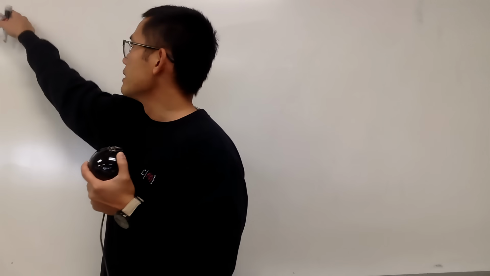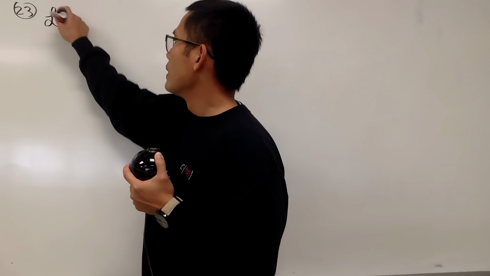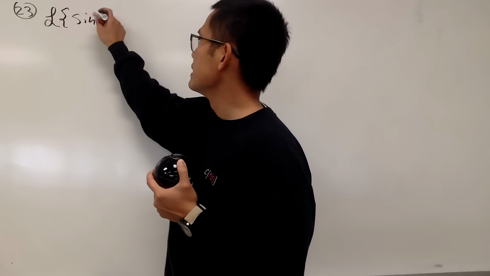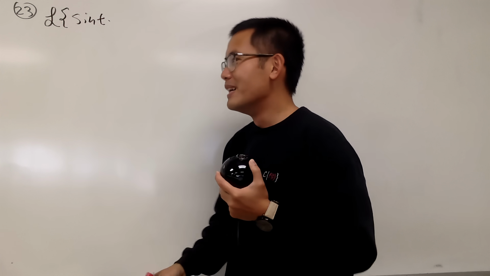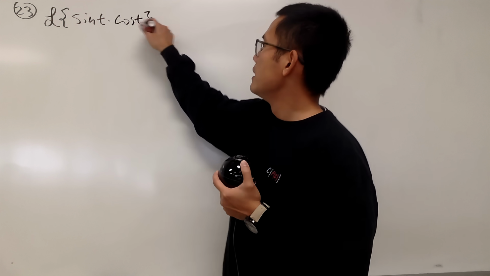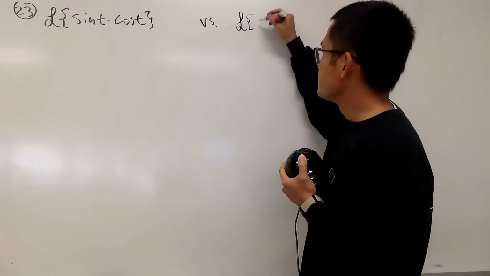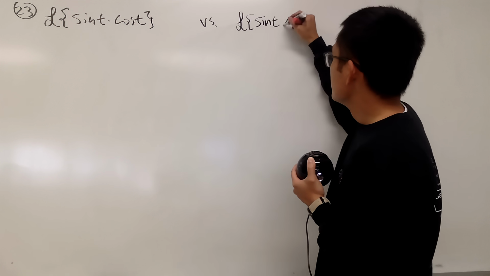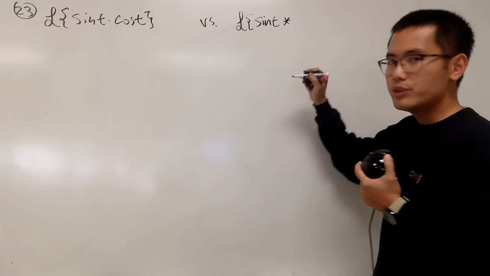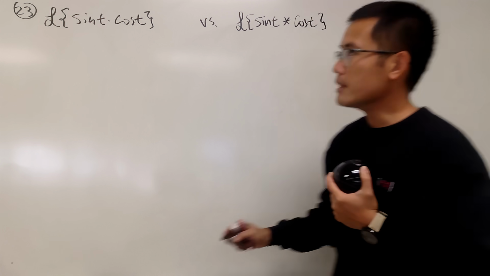All right, so let me show you guys examples. I'll just say this is number 23. I'll give you guys 2 examples. Okay, what's the Laplace transform of sine t, regular multiplication of cosine t, versus the other one, Laplace transform of sine t star, which is the convolution, and this is cosine t, right? Just like that.